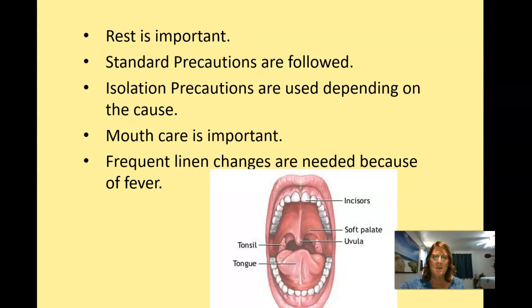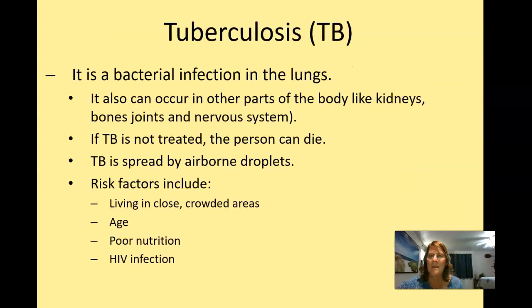But the other thing that's really important is good mouth care, because what we have found is that when people have poor mouth care, and then if they do aspirate something, there's more bacteria in with it when they aspirate, and that can cause a pneumonia more. So good mouth care is really important. Frequent linen changes are needed because if they've got a fever, and they're sweating a lot, they might need more linen changes.